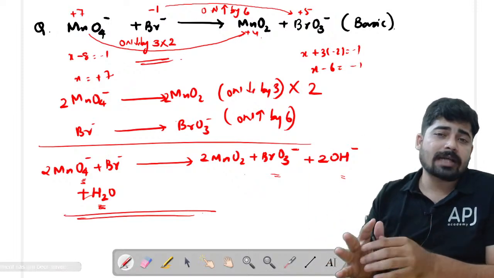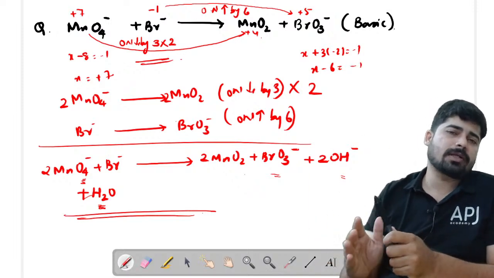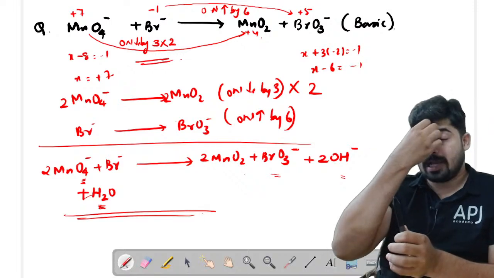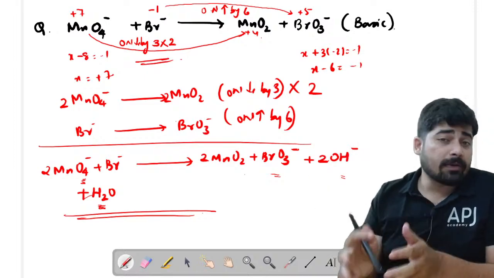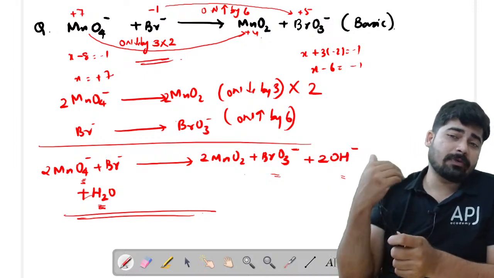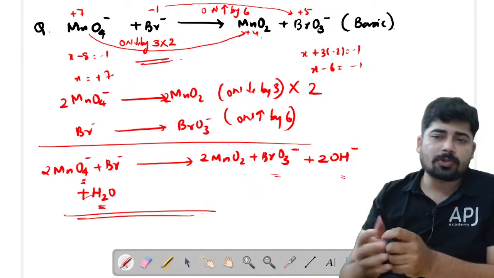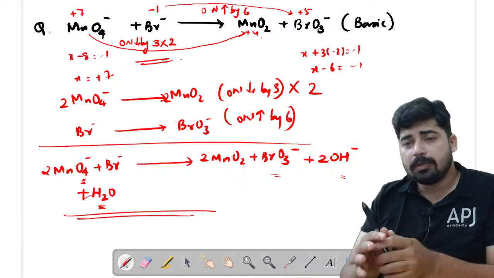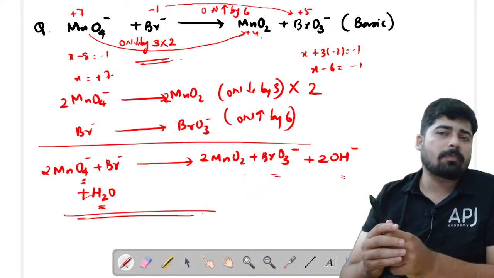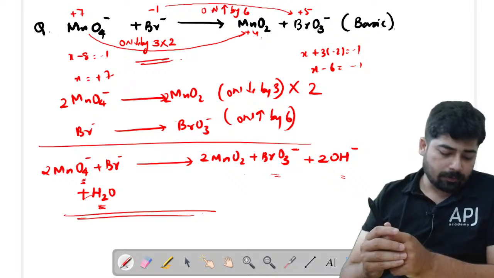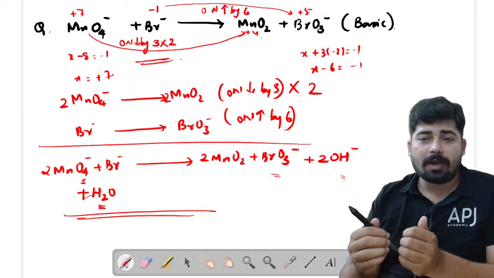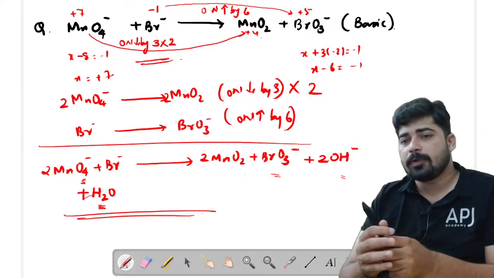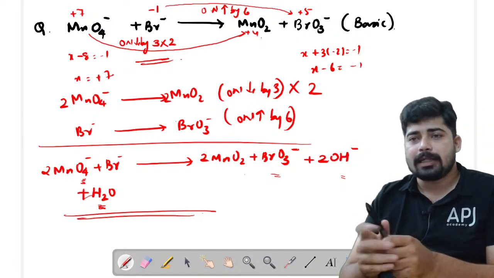Balancing of redox reactions is one of the most important topics in both the exams. In the previous year questions, you can see numerous questions have been asked from this section. So be aware of this, prepare this properly, revise it, and do more problems. So I hope this is clear for you, and with that, let's wind up.